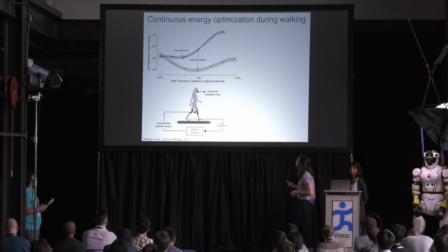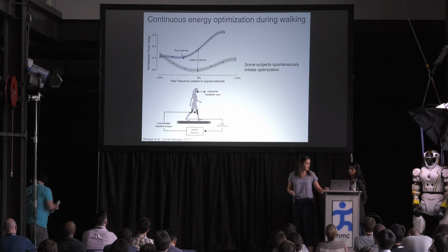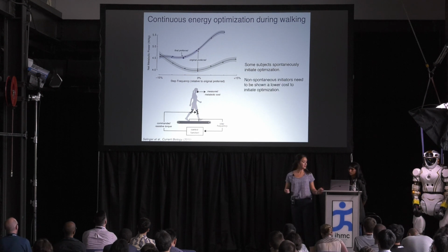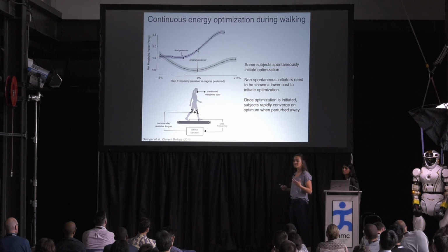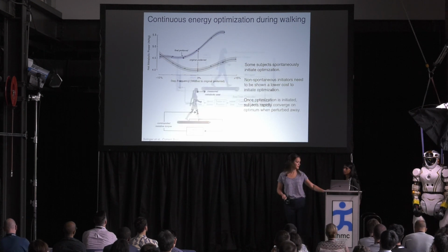And they found that subjects adapted their preferred step frequency to converge on the new energy optimum, and noticed three key features of this adaptation. First, some subjects spontaneously adapted their gait and converged on the new energy optimum, while some non-spontaneous initiators needed to be shown a lower cost gait in order to converge on this energy optimum. And lastly, once optimization was initiated, subjects would rapidly reconverge back to the new energy optimum when perturbed away.